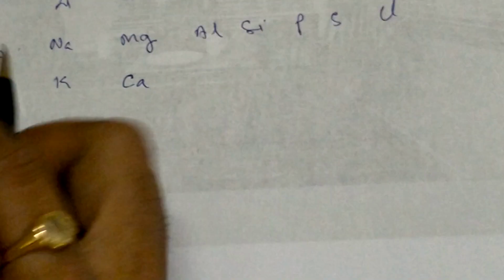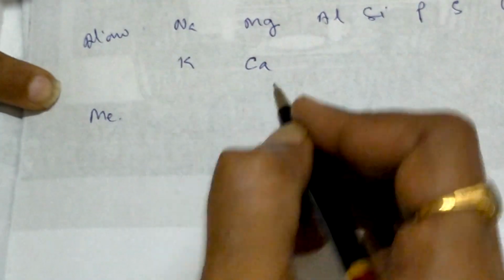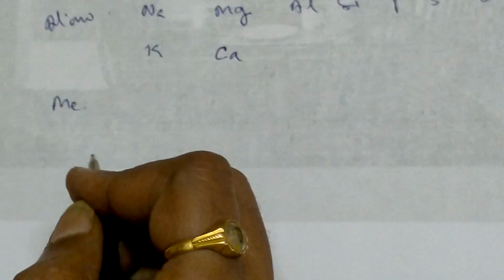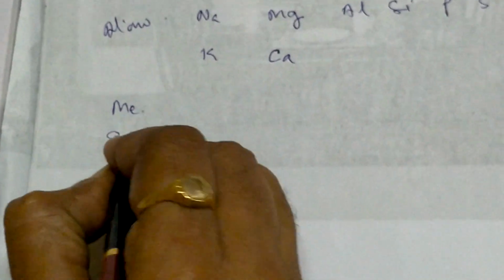Then Mendeleev came. What we are seeing is Mendeleev's long periodic table, the modern periodic table and all. By that time some 94 elements had already come. Mendeleev is in 94.